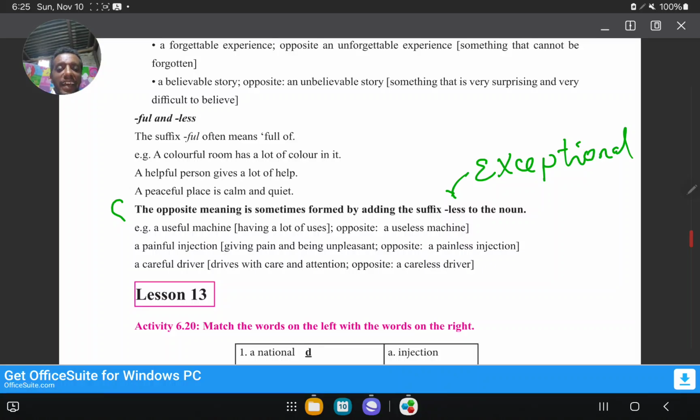Okay. The machine is useless, it gives no benefit. Useful means beneficial. So you can practice in this way. Next.